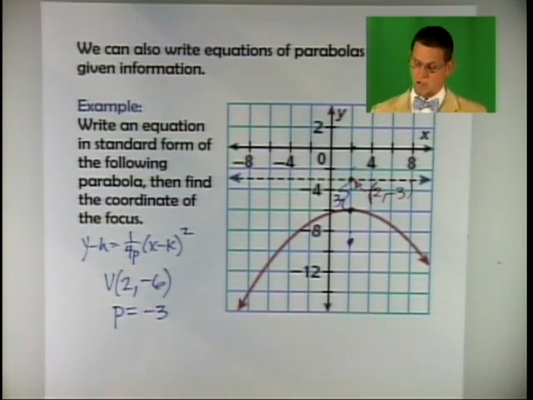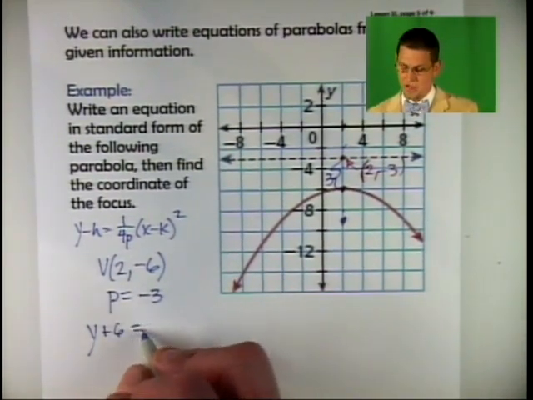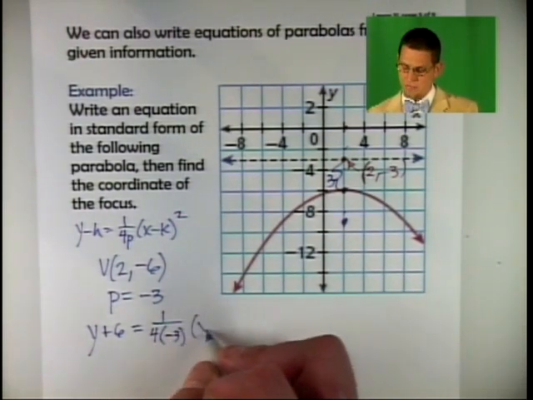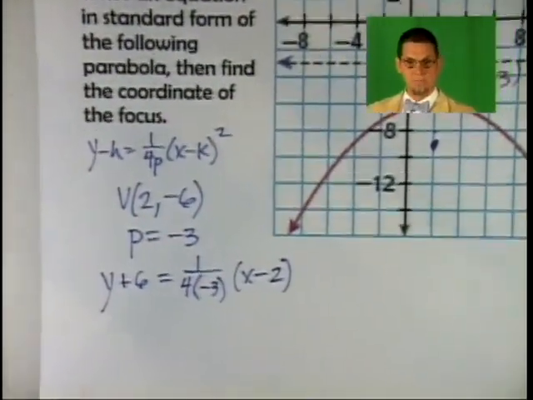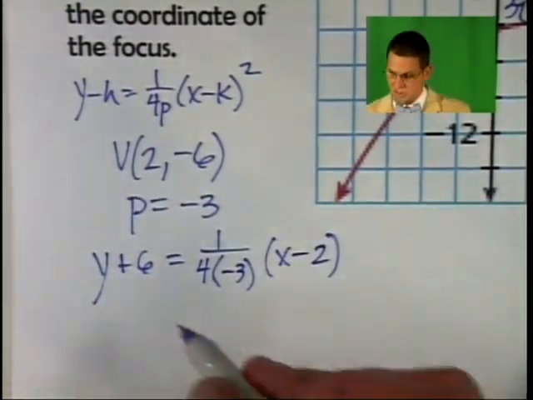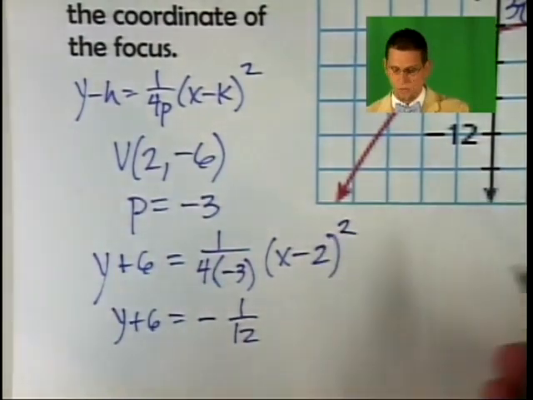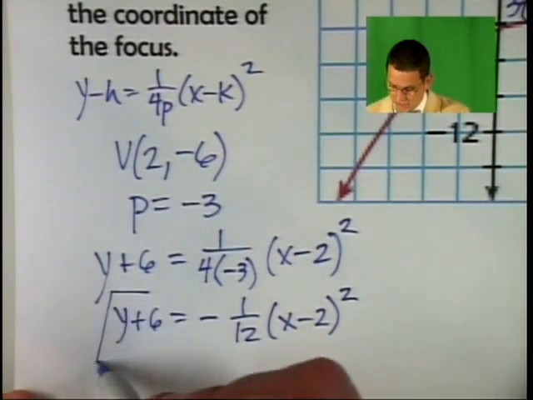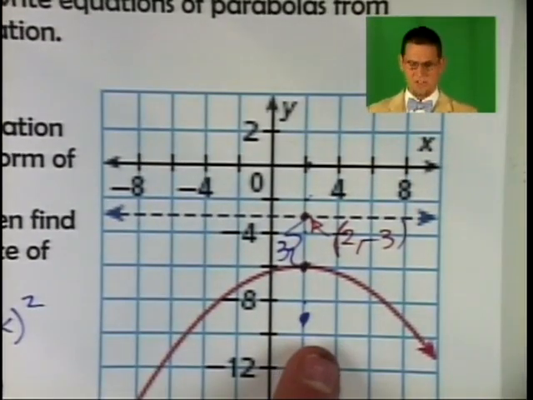Now we just drop this into the equation. Here we go. Y minus negative 6 is y plus 6 equals 1 over 4 times p, which is negative 3, times x minus k, which is 2. And now what we'll do is we'll simplify that. Just in the coefficient, y plus 6 equals negative 1/12. Oops, I forgot my squared, but I haven't walked away from the problem yet, so that's good. You want to look things over one last time before you walk away, and everything looks pretty good at that point. So this equation is this graph right here.